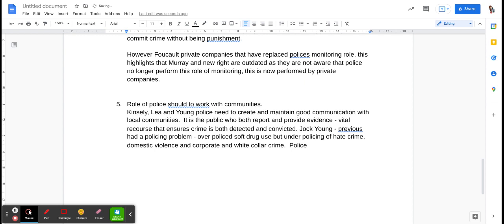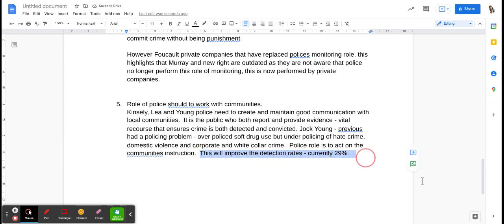The police's role is to act on the community's instruction. Their job is to basically act on our instruction. What are the issues and concerns of the community? So this will improve the detection rates. I might come back to that because that's about controlling crime. This will improve detection rates, which are currently, horrifyingly, at 29%. I might use that. I'll pop it in a colour to come back to it.